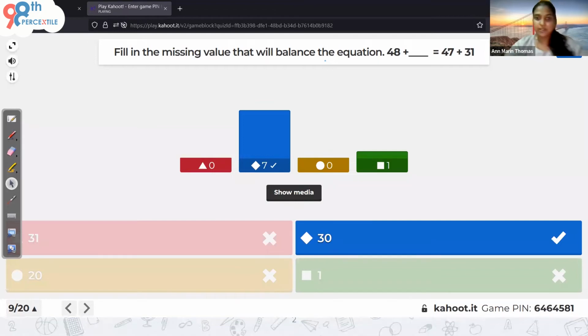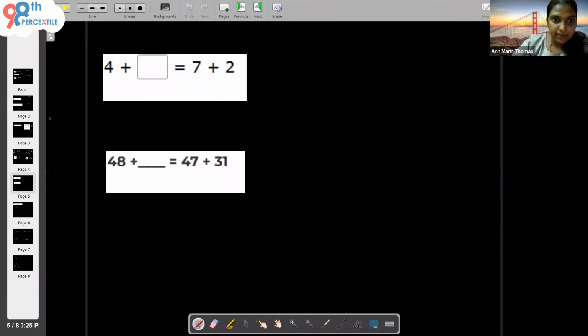I have 7 people with the right answer, and 1 person made a mistake. All right, let's help them. Let's quickly go to the open board and let me help the person out. We had 48 plus dash is equal to 47 plus 31. Now I want all of you to look at this number 48 over here and 47. There's a subtraction of 1. So when you are balancing the equation, you have to either add 1 or subtract 1 to the next addend you have here.